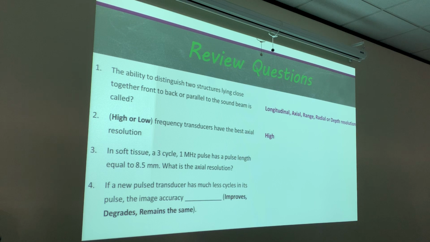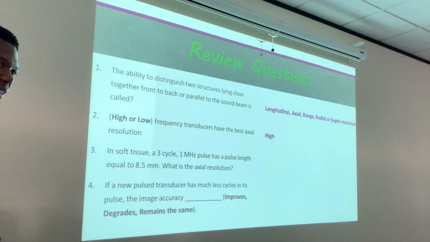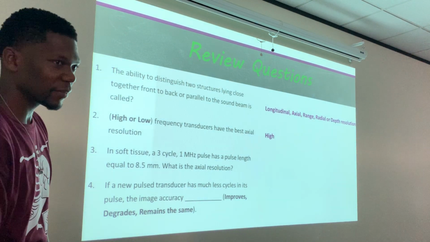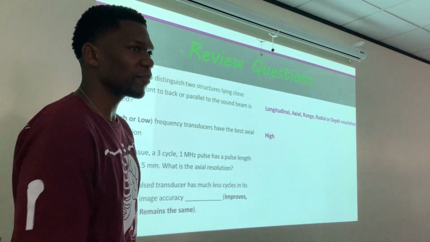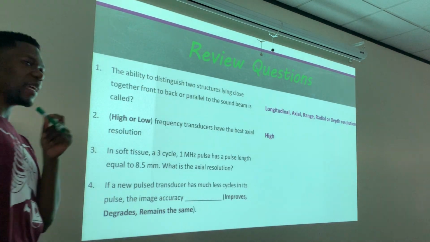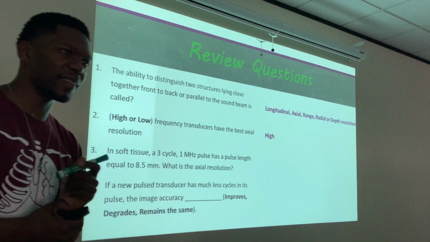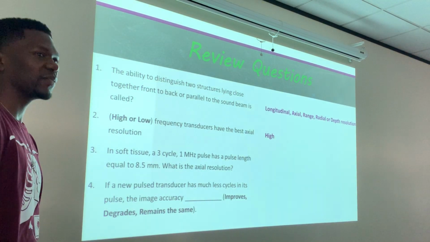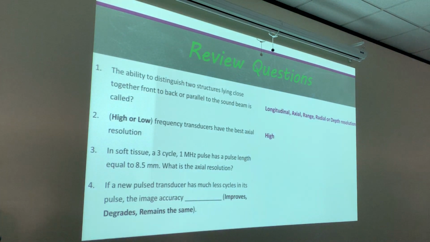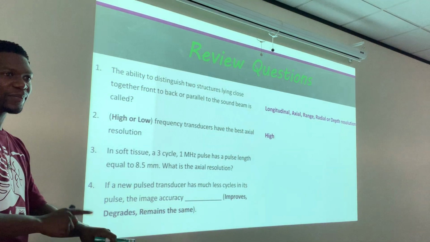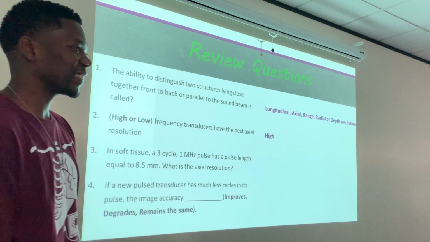Number 3, guys. In soft tissue, a 3-cycle 1 megahertz pulse has a pulse length equal to 8.5 millimeters. What is the axial resolution? She has to use the equation, right? And the formula. We patient. 8.5, that's all we got.